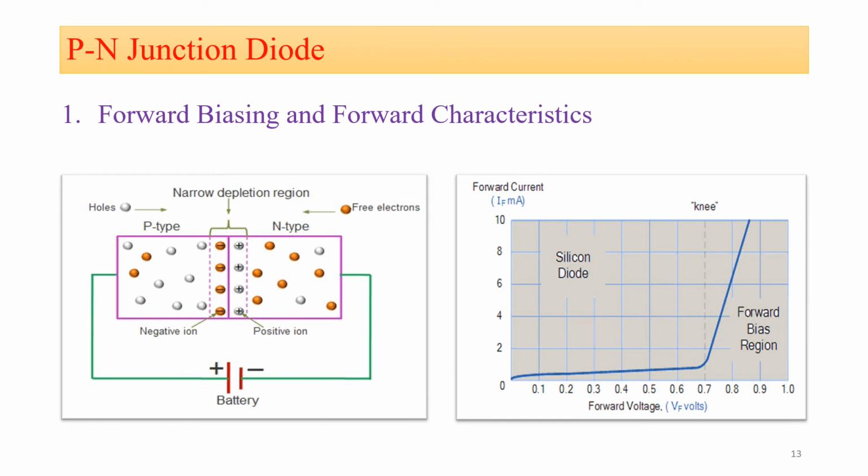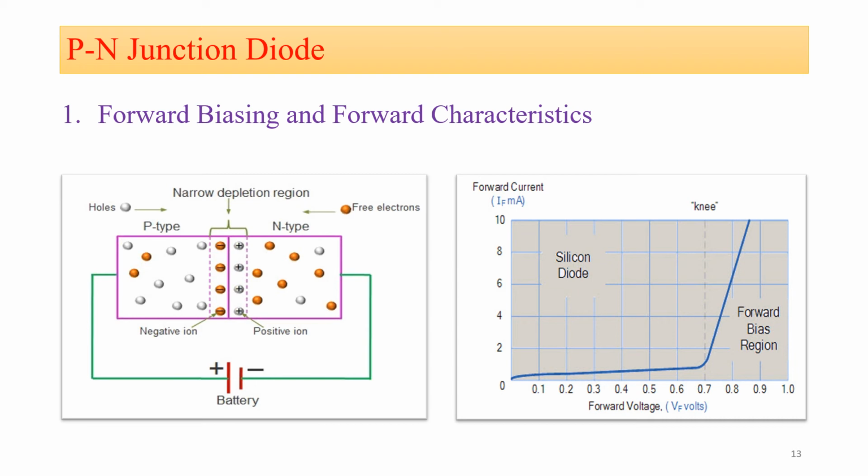Now let's see the forward biasing and the forward characteristics of the p-n junction diode. First of all, let's see what is the difference between the unbiased condition and the biased condition. If you take the example of the p-n junction diode, if you have not applied any external power source to the p-n junction diode, then your diode will be in the unbiased condition. And if you apply some external power source to the p-n junction diode, then your diode will be in the biasing condition, and biasing conditions are again differentiated into two types. First one is forward biasing and the second one is reverse biasing. Now let's see forward biasing.